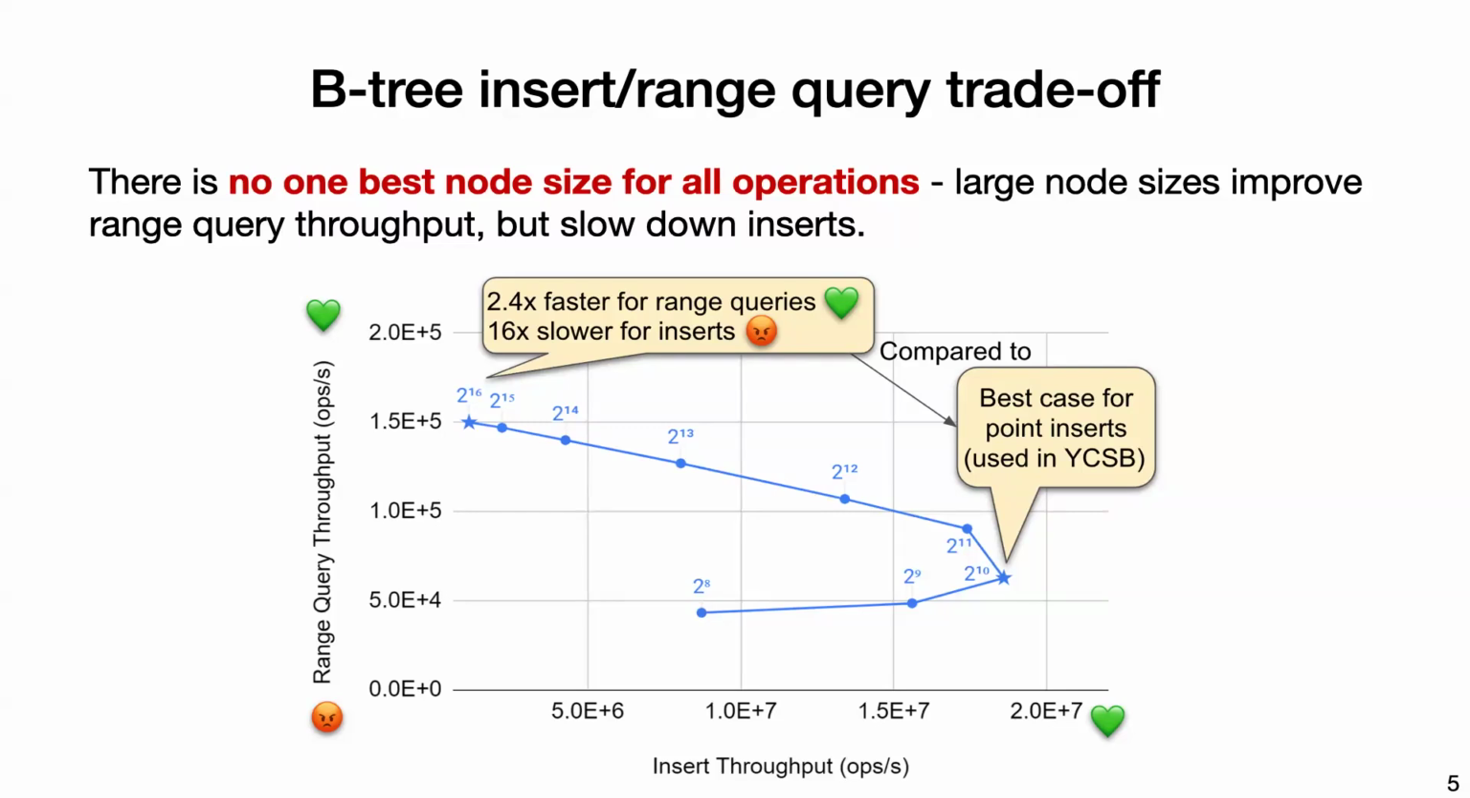And the best one for range throughput is, of course, the biggest one. And the best one for point throughput is neither the biggest nor the smallest, it's 2 to the 10. And that's in bytes, 2 to the 10 is like 1024.